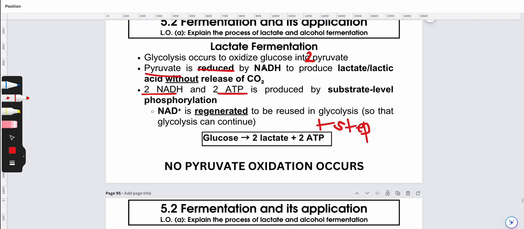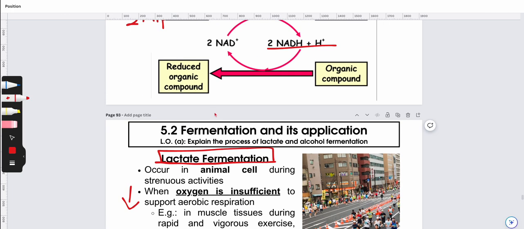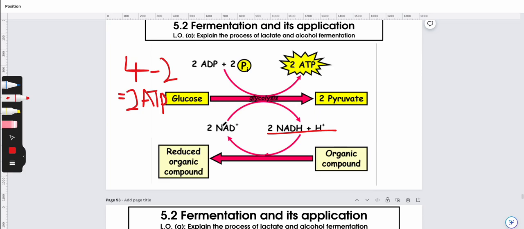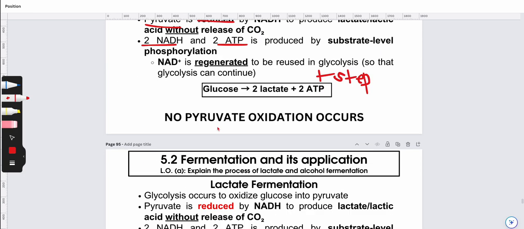When NADH is used again, of course, it will be converted back to NAD+. Why? So that glycolysis can use more NAD+ to regenerate NADH. So it's just like a cycle. NAD+ to NADH, NADH to NAD+.